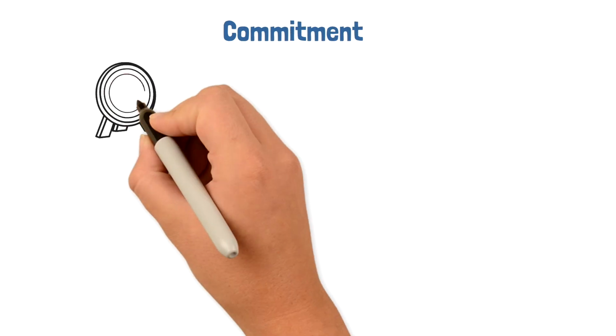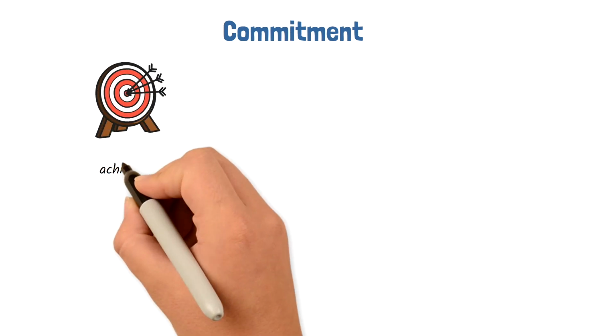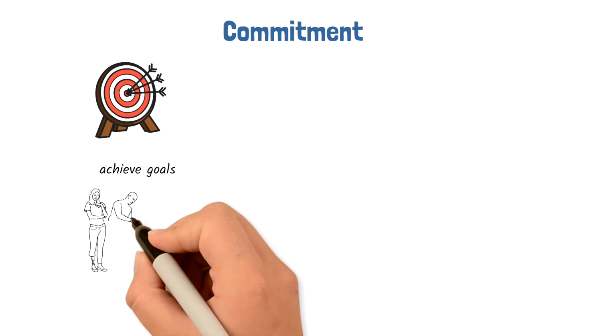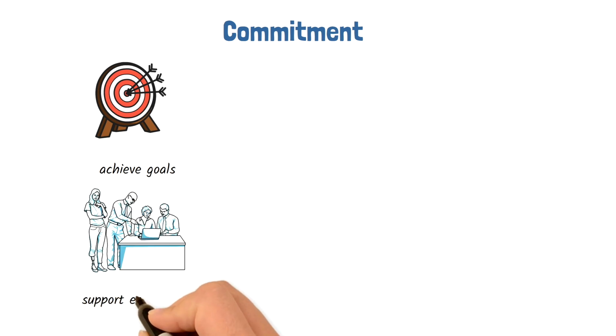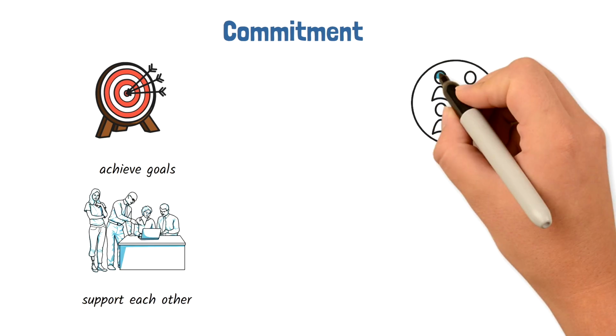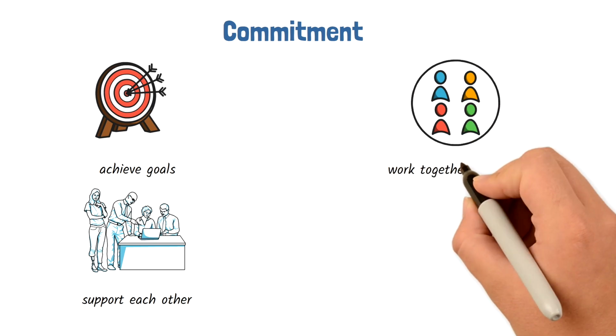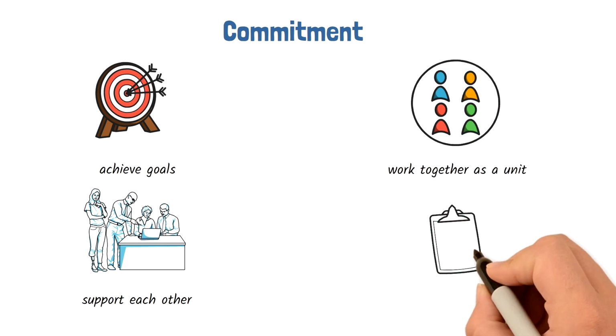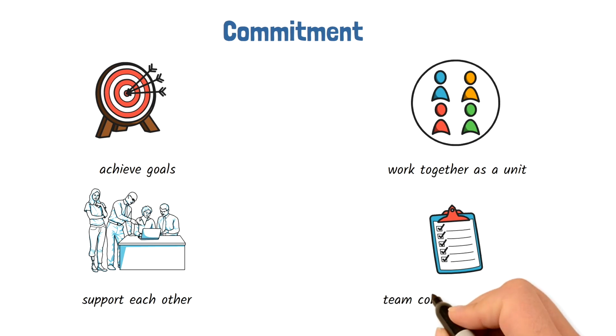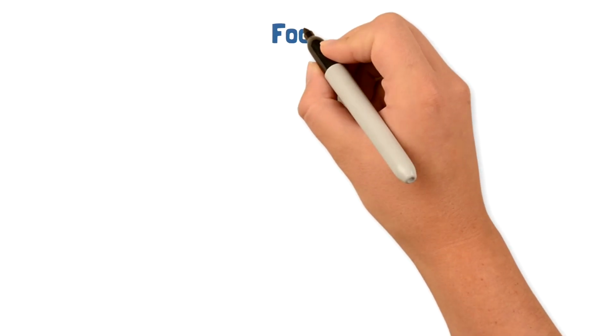Let's take a look at each Scrum value. Commitment. The Scrum team commits to achieving its goals and supporting each other. Each person commits to the rest of the team. The Scrum team works together as a unit. They trust each other to follow through on what they say they are going to do. The team is empowered to pick the work they believe they can complete. This way they minimize overcommitting to work.